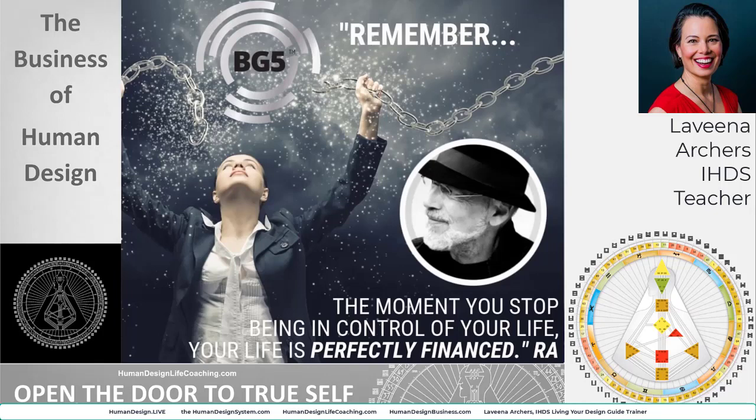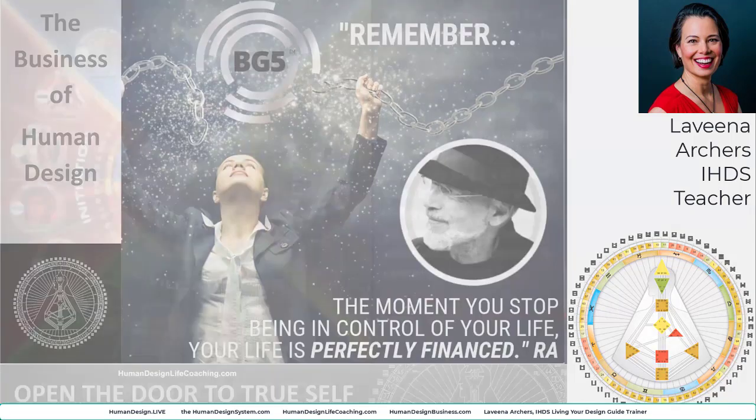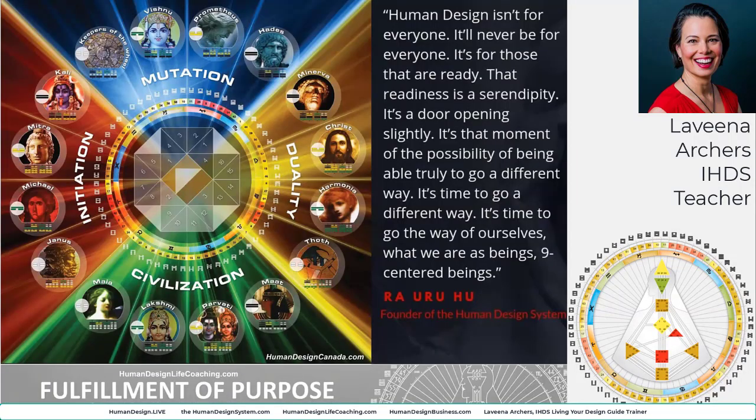We are guides. We facilitate. We don't do this for others. They must come into it correctly as well and do it for themselves, because this is about the fulfillment of purpose. Now, in Ra's words, human design isn't for everyone. It'll never be for everyone. It's for those that are ready.